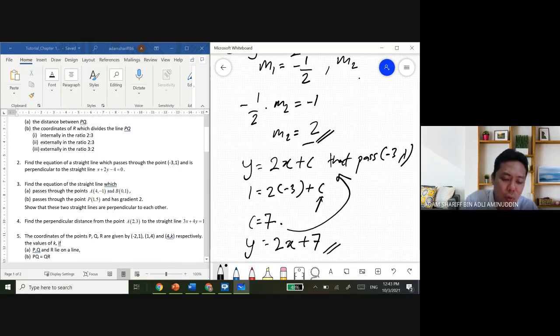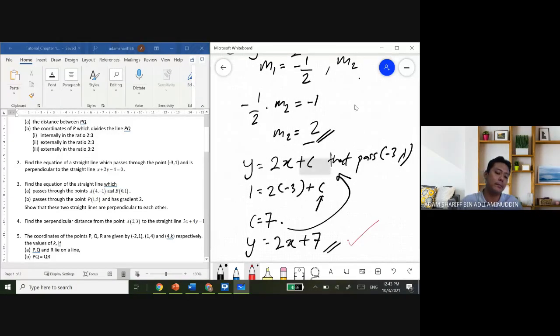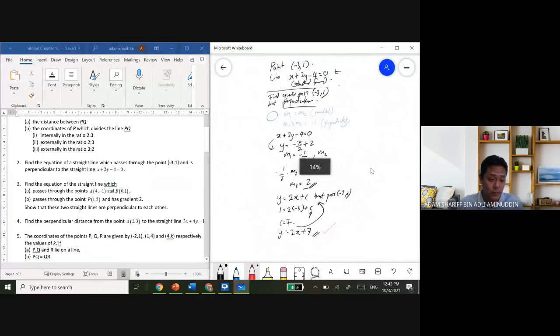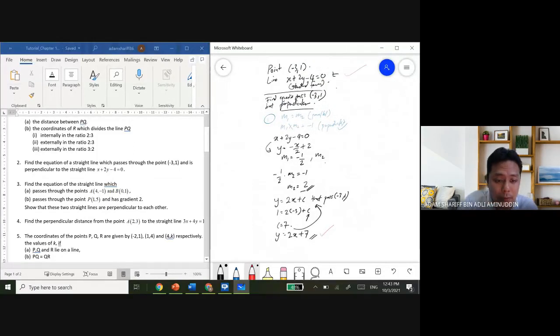So this is the equation that pass negative 3, 1 and is indeed perpendicular to the straight line of x plus 2y minus 4. Always take out the variable from the question, always know what the question wants and try to relate the concept that is needed. Dua konsep kita pakai kat sini. Pertama konsep perpendicular dan kedua gradient form kat sini.